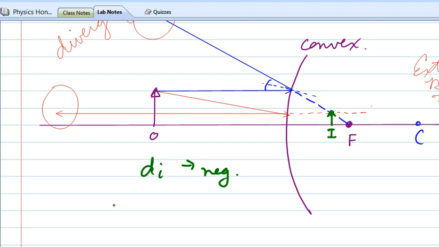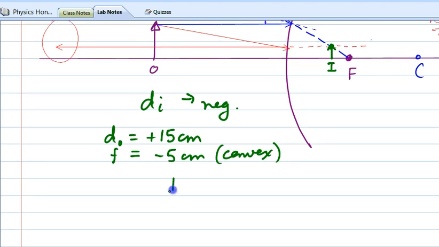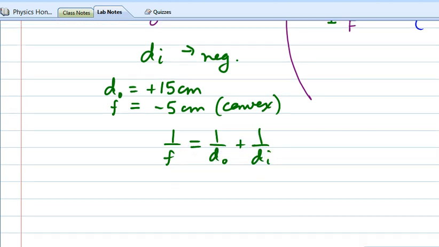Let's say that the object distance is positive 15 centimeters because object distances are always positive. Let's say that the focal point is negative 5 centimeters. Remember, why is it negative? Because we have a convex mirror. Now let's use the mirror equation. So 1 over F equals 1 over DO plus 1 over DI. So negative 1 over 5 equals 1 over 15, which is positive, plus 1 over DI.